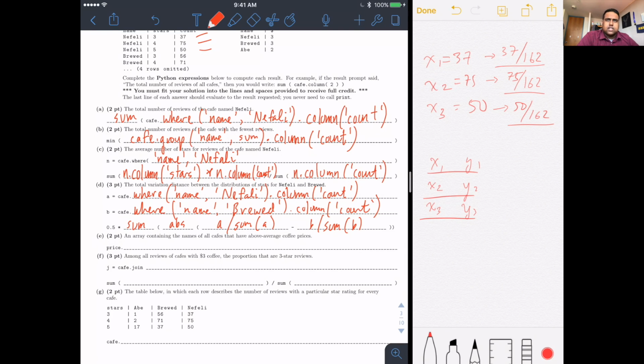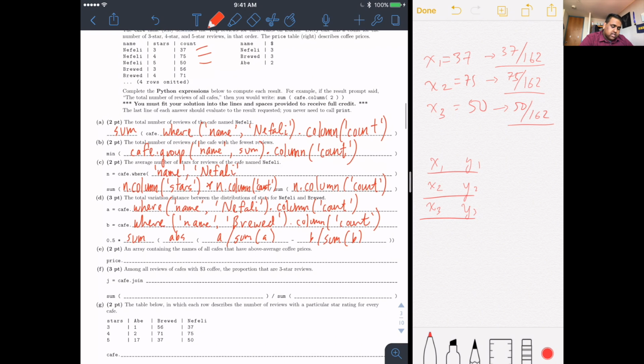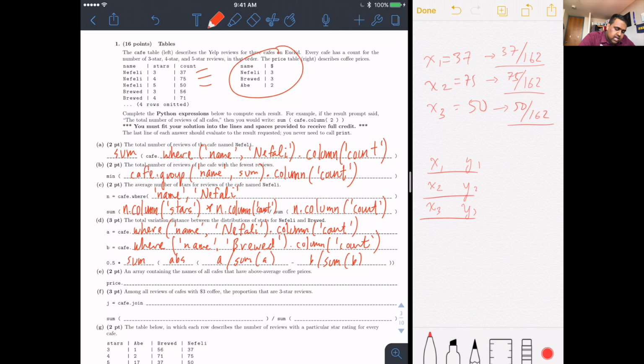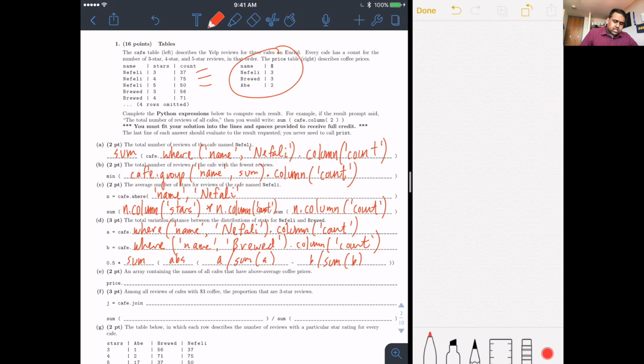So part E asks us for an array containing the names of all cafes that have above average coffee prices. Right. So now we're going to have to start using this second table. So first, how do we find the average coffee price? That's not too bad, right? We can just say np.average.